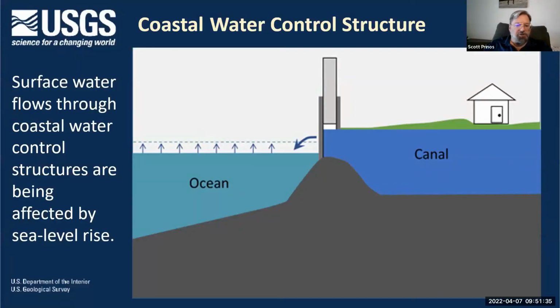This is a schematic of a typical coastal water control structure. As sea level rises, the difference in water level across the structure is diminished, which can reduce flow through the structure. This can reduce the ability of water managers to provide drainage during extreme storms or hurricanes. For this reason, massive pumps are now being installed at some coastal water control structures.